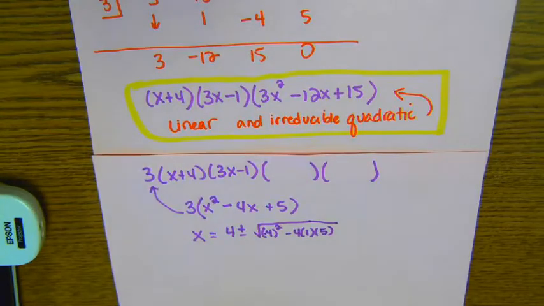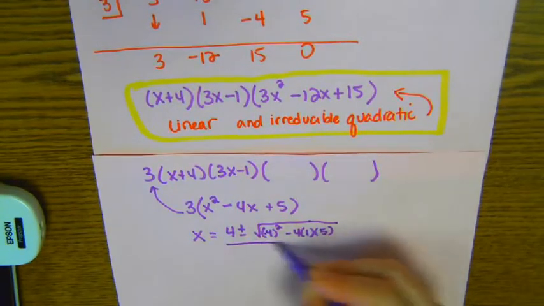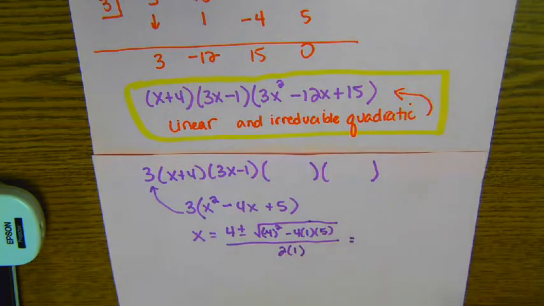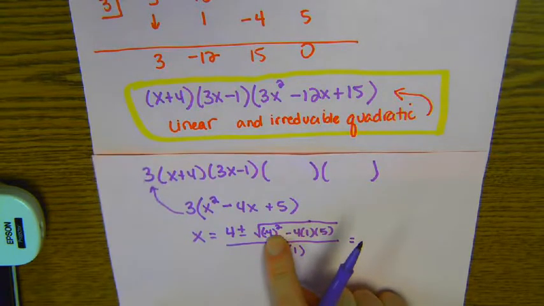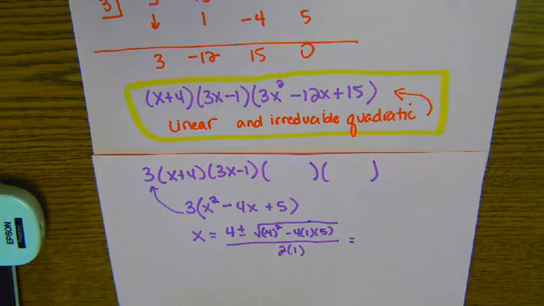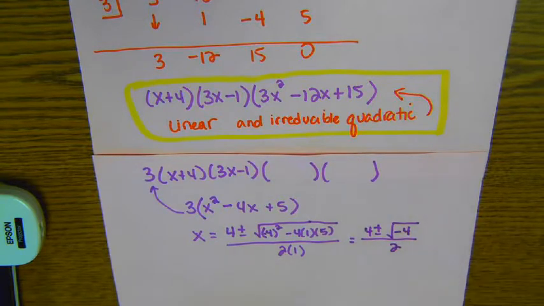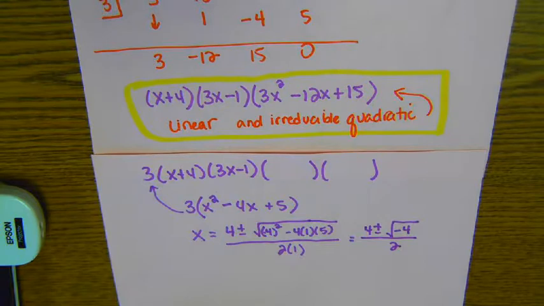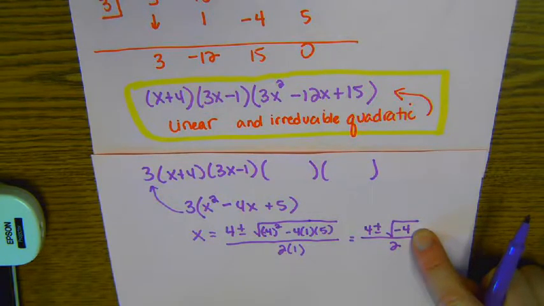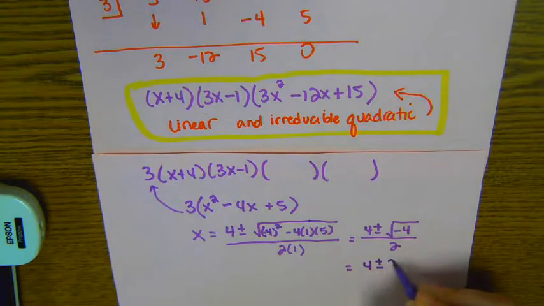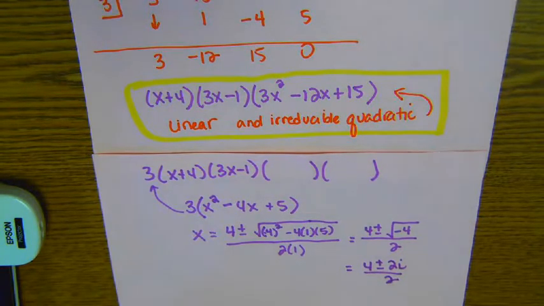Okay, you're kind of quiet out there. Are you following what I'm doing? Okay, then all over what? 2 times 1. All right, so this is 16 minus 20, which is negative 4. Now, in Algebra 1, we'd say, can't do it. Square root of a negative number. But now we say, ooh, we can do that. How could I write the square root of negative 4? 2i. So I have 4 plus or minus 2i over 2.